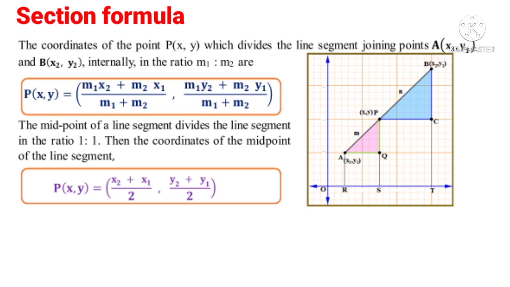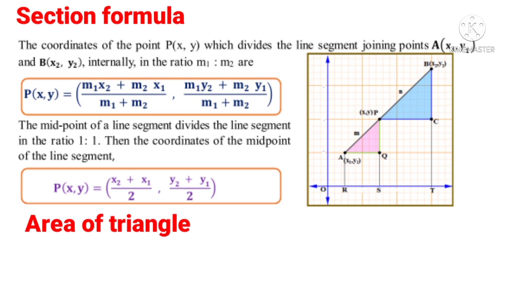When a line AB is divided by the point P x, y in the ratio m1 is to m2, then the point P x, y is given by m1 x2 plus m2 x1 divided by m1 plus m2, m1 y2 plus m2 y1 divided by m1 plus m2. If the point P exactly divides the line AB in the middle, then the formula changes to P x comma y is equal to x2 plus x1 divided by 2 comma y2 plus y1 divided by 2.